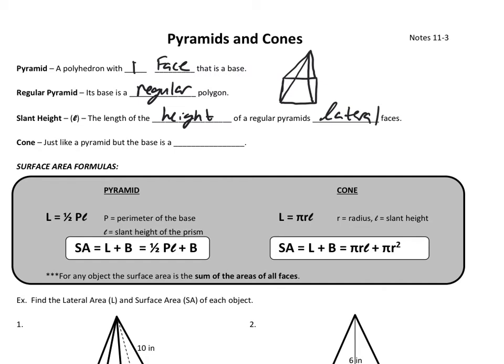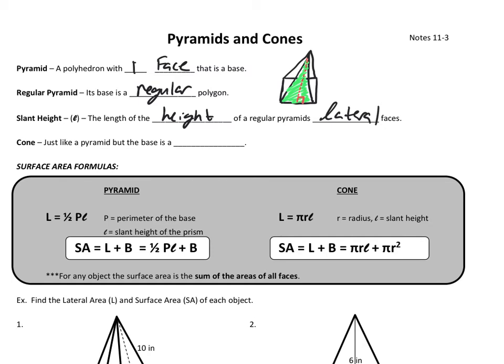And I'm going to highlight just this front lateral face, which is a triangle. The slant height is going to be the height of that triangle, so from the vertex down at a perpendicular angle to the edge of our base. It runs along the outside of the three-dimensional figure, not the inside, unless it's a very specific type of pyramid.